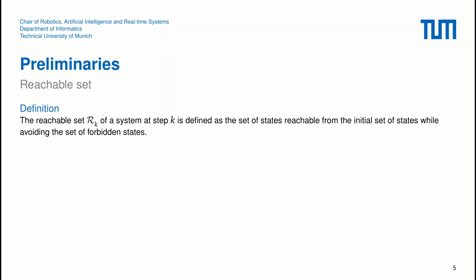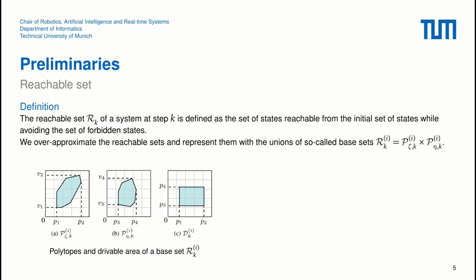In our work, the reachable set is defined as a set of states reachable from the initial set of states, while avoiding the set of forbidden states. Since the exact computation of this reachable set is difficult, we instead over-approximate the reachable sets and represent them with the unions of so-called base sets. In the figure, we show the polytopes constructing the base sets, as well as its projection onto the position domain. Again, this is referred to as the drivable area.